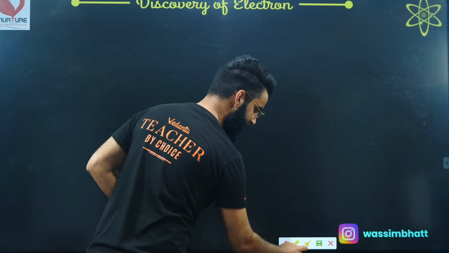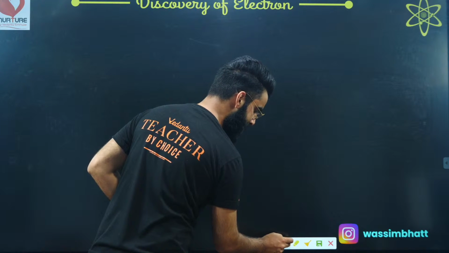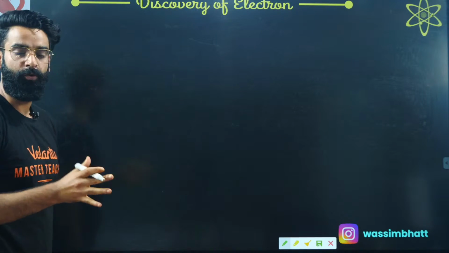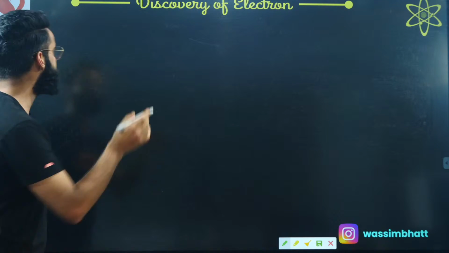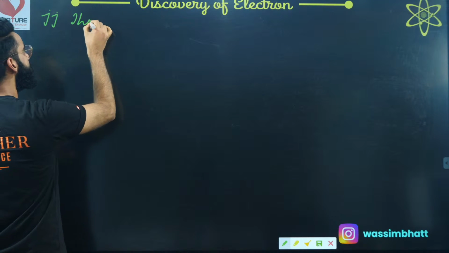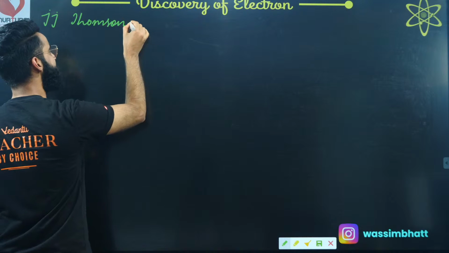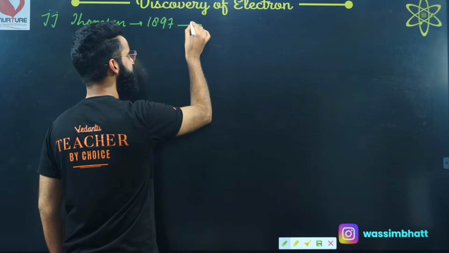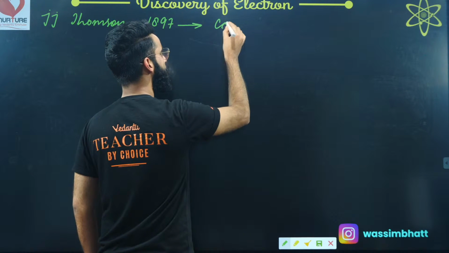Let's get started with something called the discovery of electron. And people, the experiment which was carried out by J.J. Thomson in 1897 in order to discover the electrons is something which we call the cathode ray experiment, right?